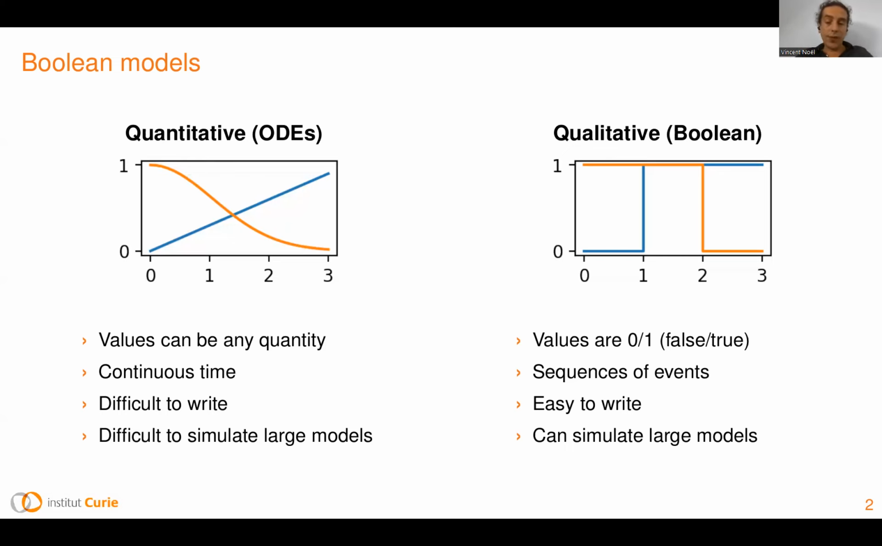But on the flip side, they are very easy to write. They are kind of close to natural language. So you can say, for example, that to activate protein B, you need protein A and protein C, and not protein D. One also big advantage of Boolean is that you can simulate very large models. We can simulate hundreds or thousands of nodes without any big computational cost.